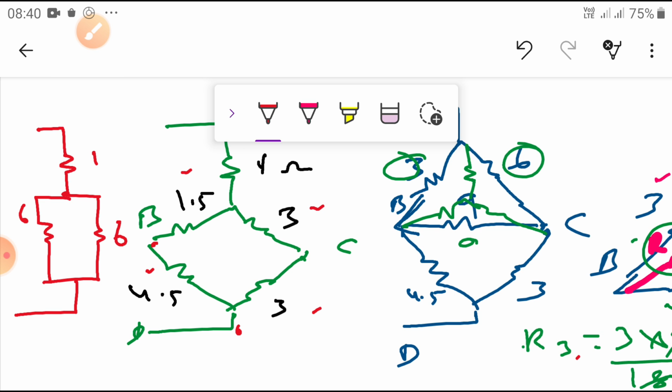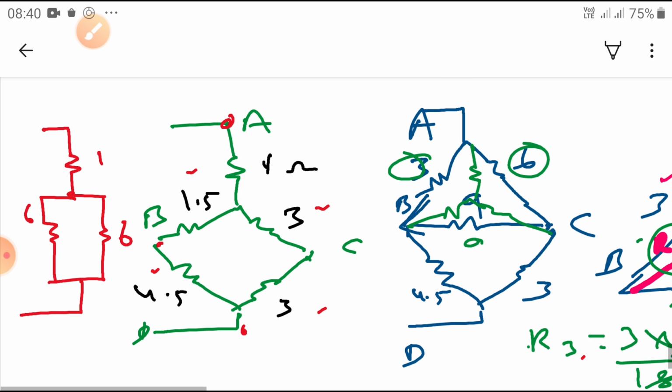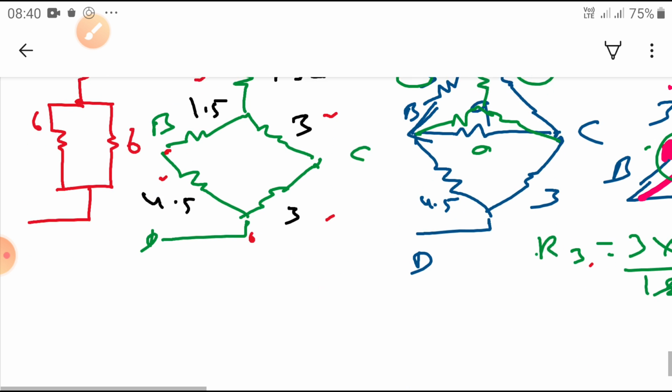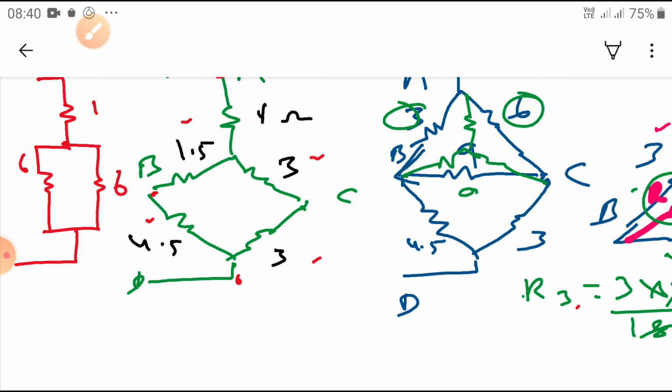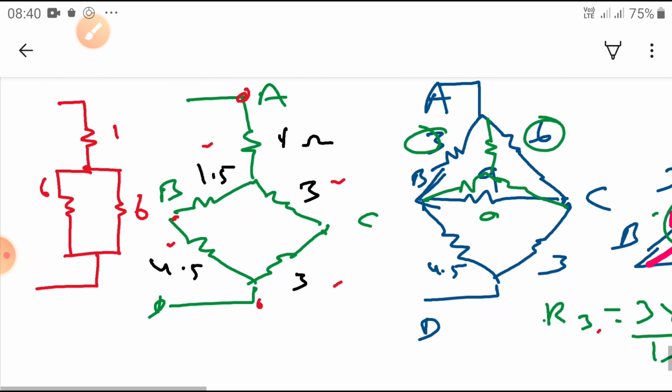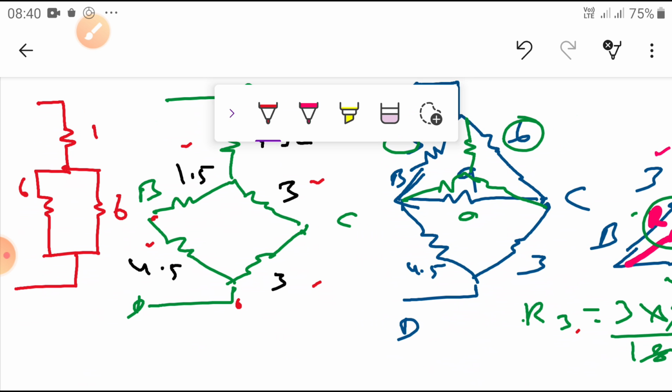So we are going to convert further. What's the value? Now here 1 ohm resistance and here 1 ohm resistance. And 6 into 6 parallel, that is 3 ohms.